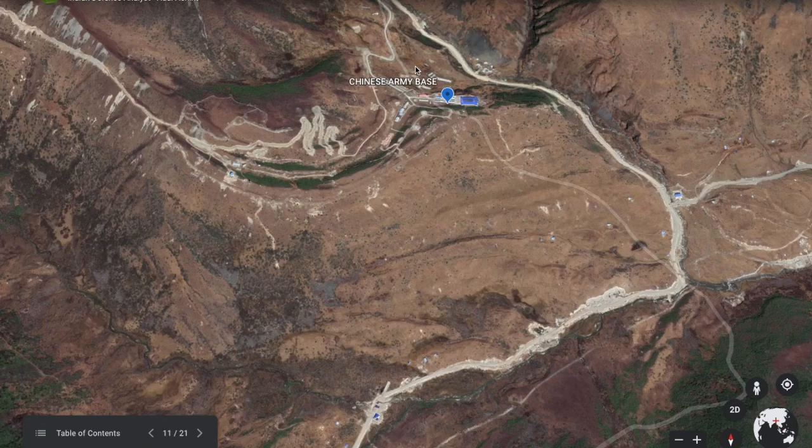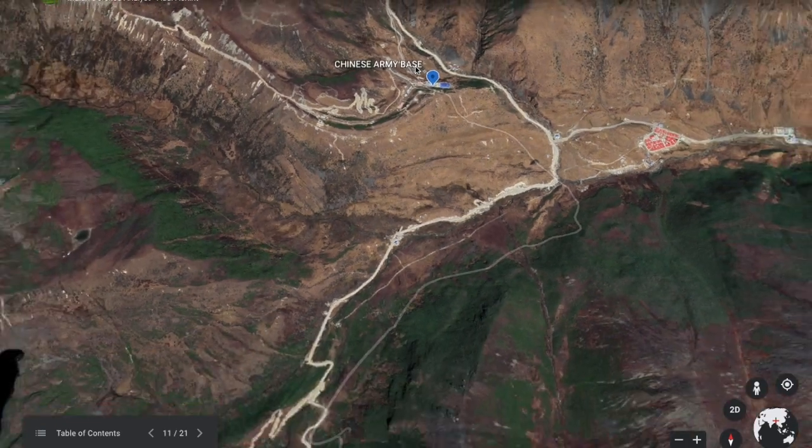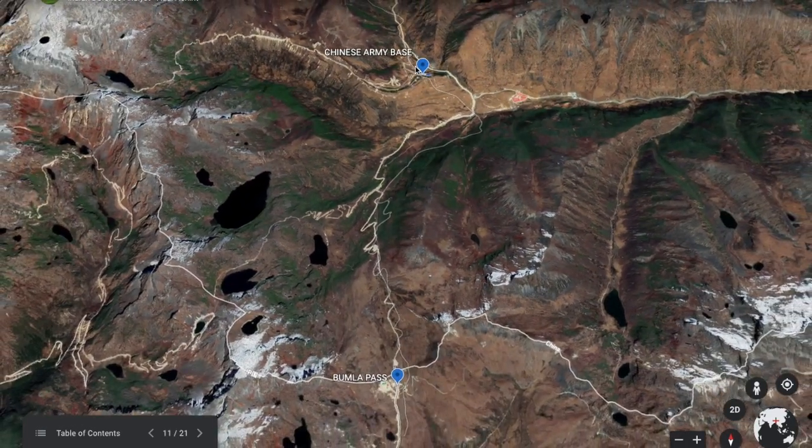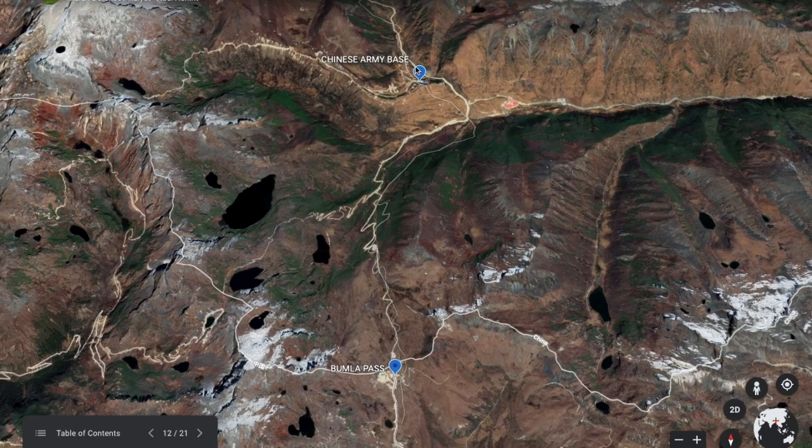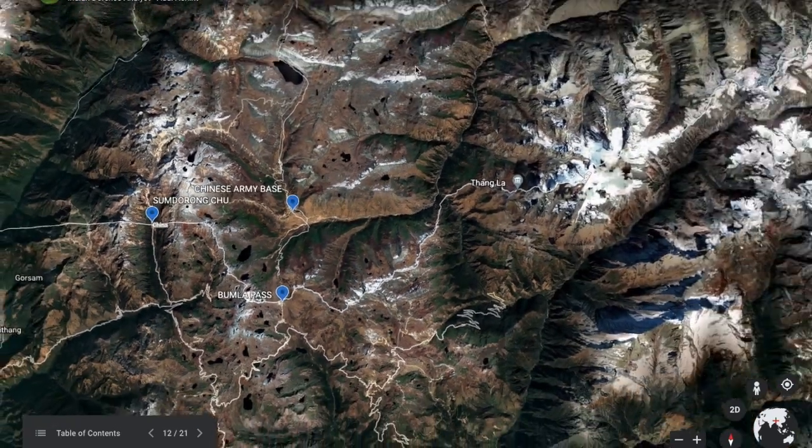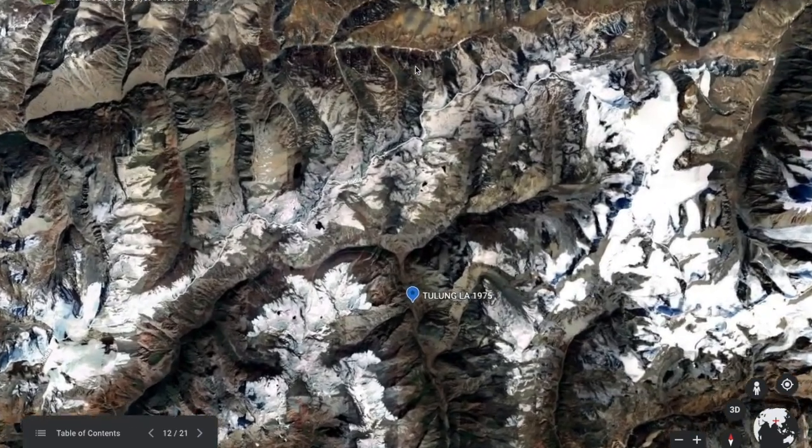The Bumla Pass is also a historical path that the PLA ground forces took during the War of 1962, where one of the fiercest and bloodiest battles was fought in this region. A bit more east of this particular region on the international border, you will now see a pass called Tungla.